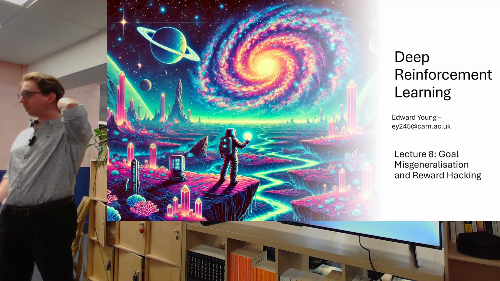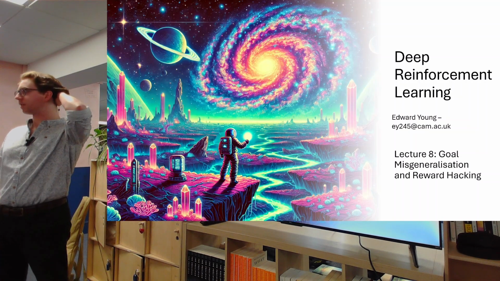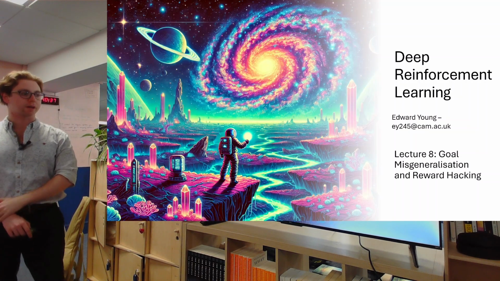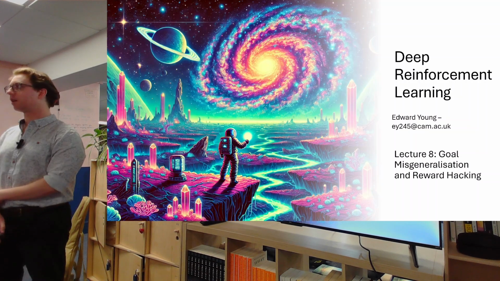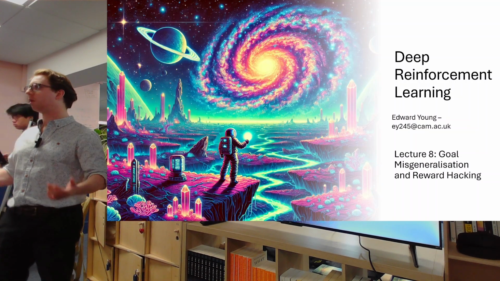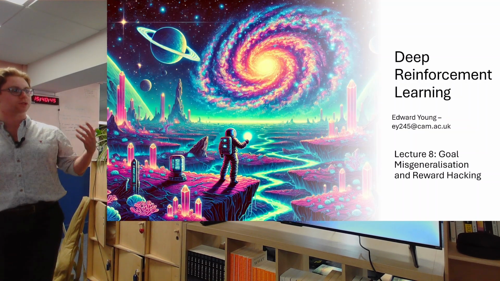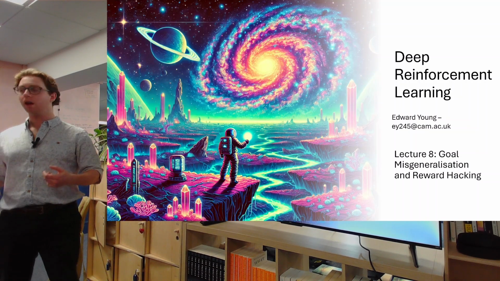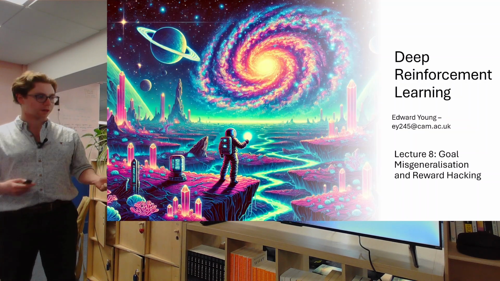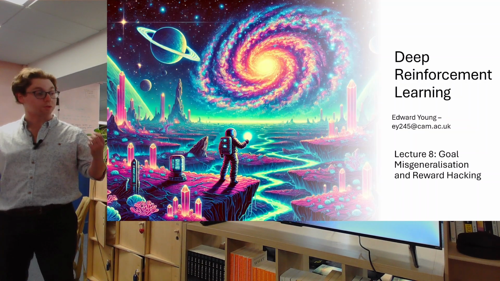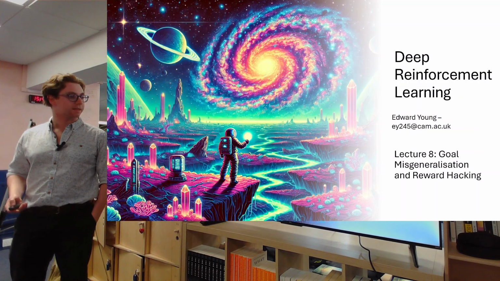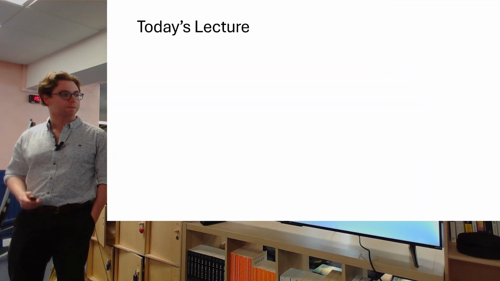Today we're doing something a little bit different from the technical content of previous weeks, and we're covering goal misgeneralization and reward hacking. So the theme of today's lecture is failure modes in deep reinforcement learning. I'm going to explore these different ways in which deep reinforcement learning algorithms can fail. So we're going to cover these two failure modes, and that's what we're going to do today.